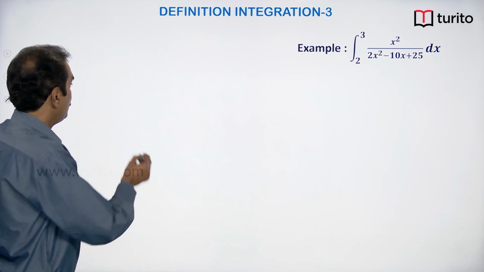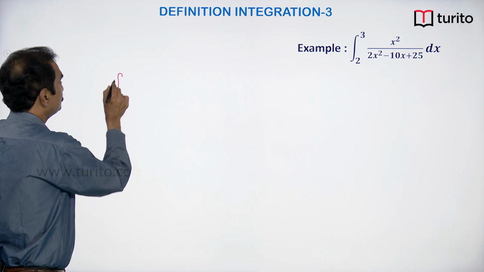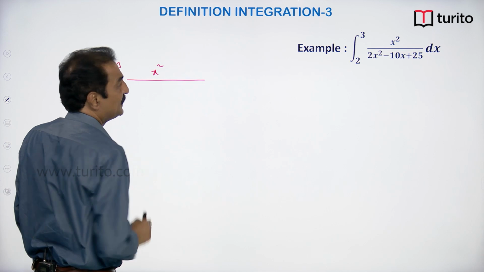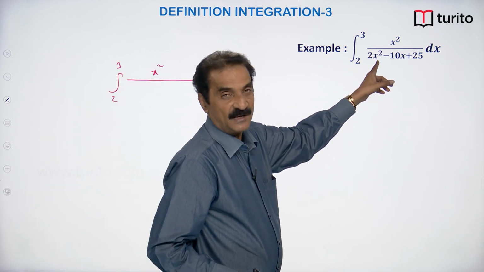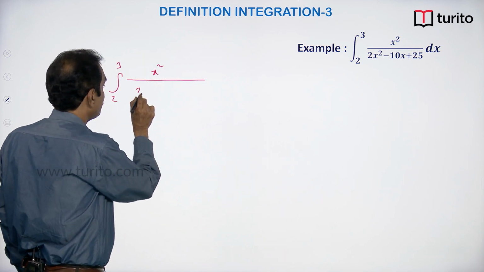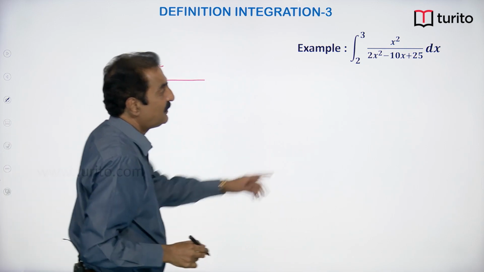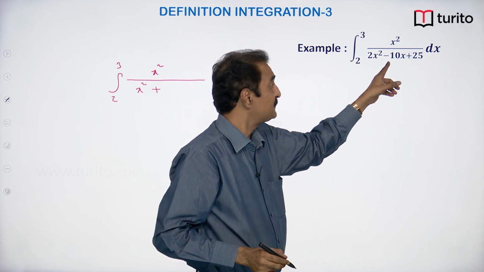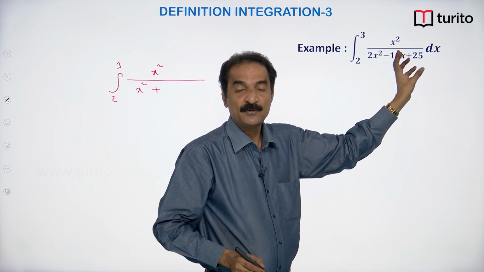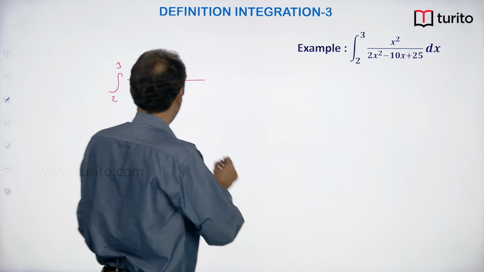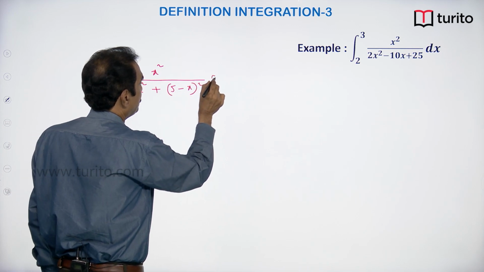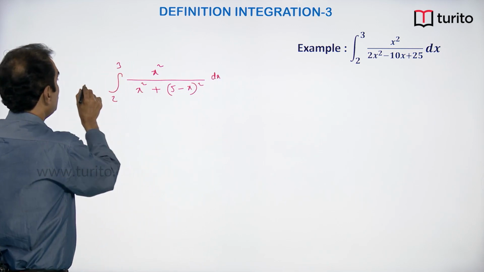Integral 2 to 3 x square by, in the denominator you separate one x square, remaining is x square minus 10x plus 25. We can write it as either x minus 5 whole square or 5 minus x whole square. I will write it as 5 minus x whole square, denoted by I.